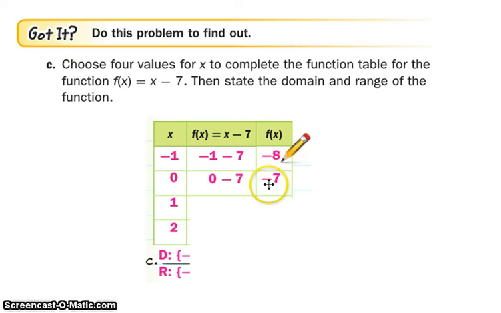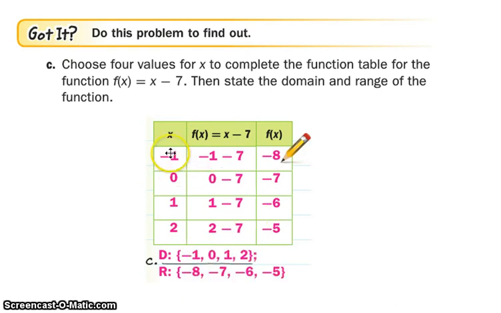0 minus 7 is negative 7. 1 minus 7 is negative 6. And 2 minus 7 is negative 5. So your table should look like this. Okay? Then your domain and range. Your domain are your x values. Your ranges are your y's. Okay?